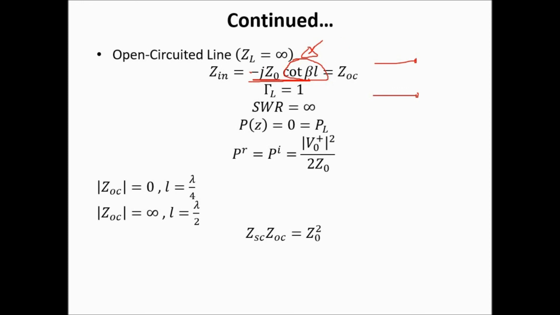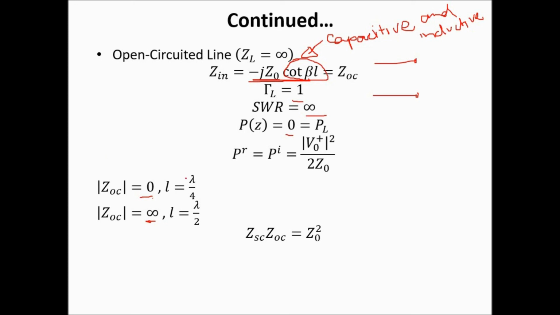That means it also can provide you any value of capacitance and inductance. If it is negative infinity, then it will be inductive because there is a negative sign here, so inductive reactance. If it is positive, then you will get capacitive. So it can make capacitive and inductive. The open circuit transmission line can be used as a capacitive or inductive element. The reflection coefficient will be this, standing wave ratio will be infinity, loss is 0, and the open circuit input impedance is infinity if L equals lambda over 4, and if L equals lambda over 2, it will be 0.